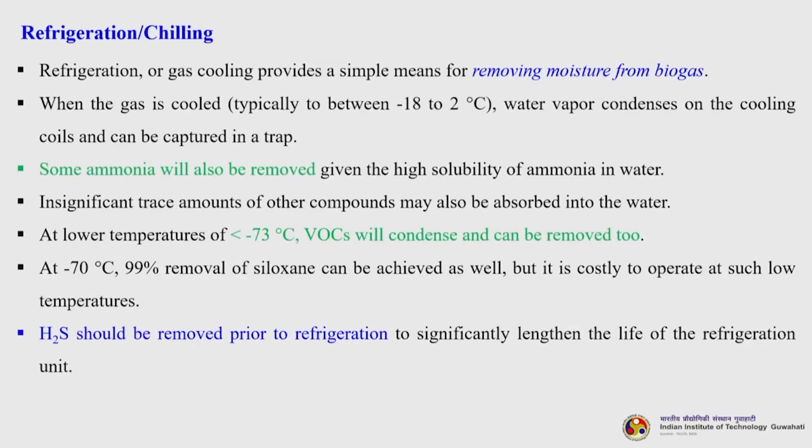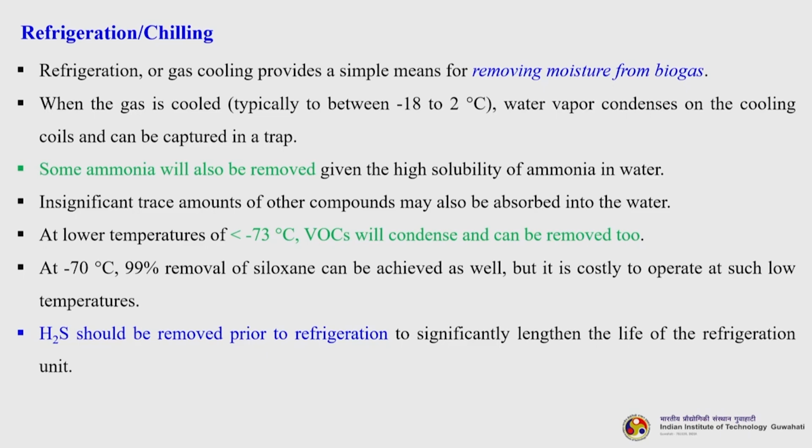So, the next one is refrigeration and chilling. Now, refrigeration or gas cooling provides a simple means for removing moisture from the gas. When the gas is cooled, typically to between minus 18 to 2 degrees centigrade, water vapor condenses on the cooling coils and can be captured in a trap. Some ammonia will also be removed given the high solubility of ammonia in water. Insignificant trace amounts of other compounds may also be absorbed into the water.